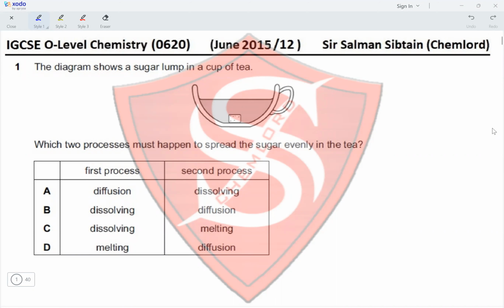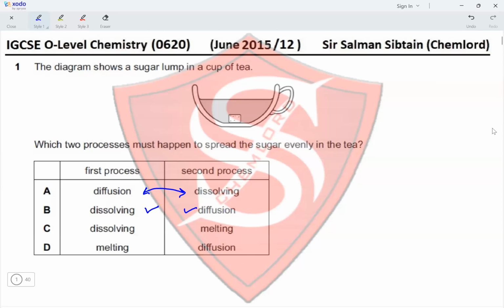So the first process is diffusion and the second process is dissolving. A solid cannot diffuse before it dissolves. So these two processes are correct, but they are not in the correct order. The sugar lump must first dissolve and then diffuse. So if these were interchanged, then the answer would have been correct, which is the case in option B.